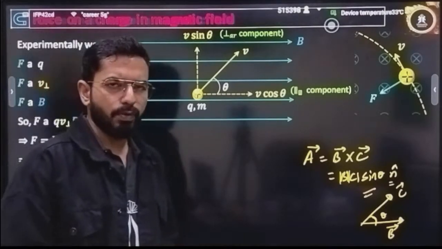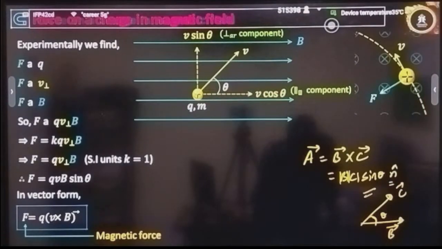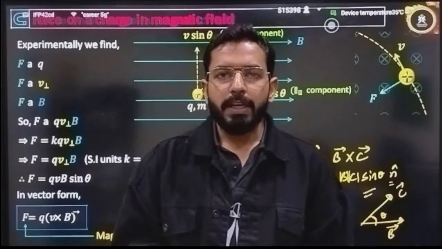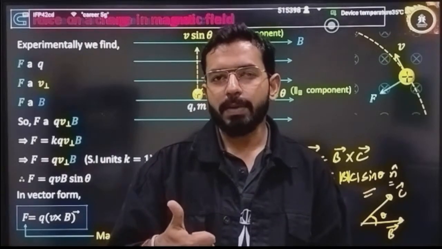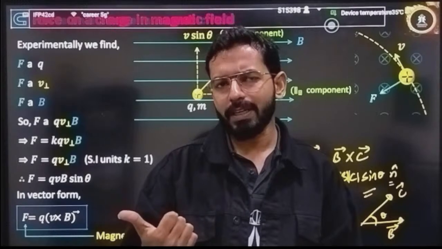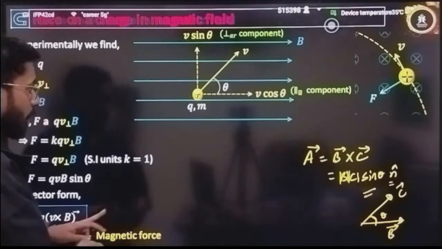So when will the maximum force be applied? Tell me. What is the formula? qvB sin theta. That means sin theta becomes maximum at 90 degrees. What is sin of 90? That means at that value, it will achieve its maximum. Correct?